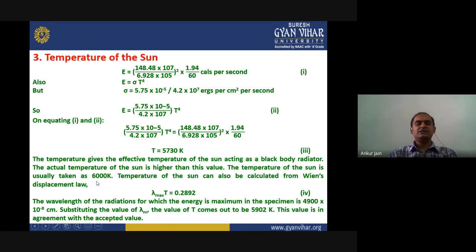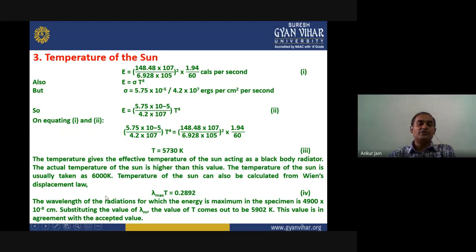Now we can calculate the temperature of sun by the use of Wien's displacement law. What Wien's displacement law says, lambda maximum into T equals a constant, and the value of the constant we have already seen, 0.2892. Now we know the wavelength of radiations for which the energy is maximum, lambda maximum, in the solar spectrum is given by 4900 into 10 to the power minus 8 centimeter.